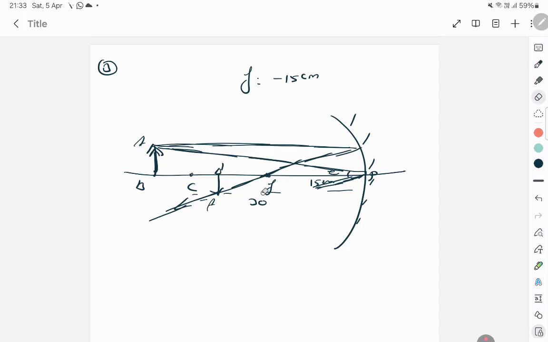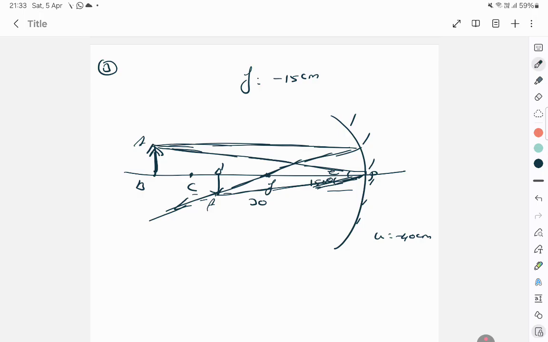So this is the way you have to draw. To be more clear, I'll just draw it like this. In such a way, this is also theta, this is also theta, and you get B dash A dash. So this is the diagram. An object is placed at a distance of 40 centimeters, so u is equal to minus 40 centimeter. Obviously, it will be beyond C.